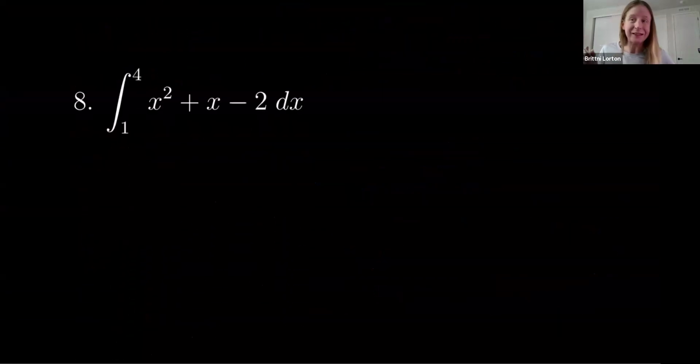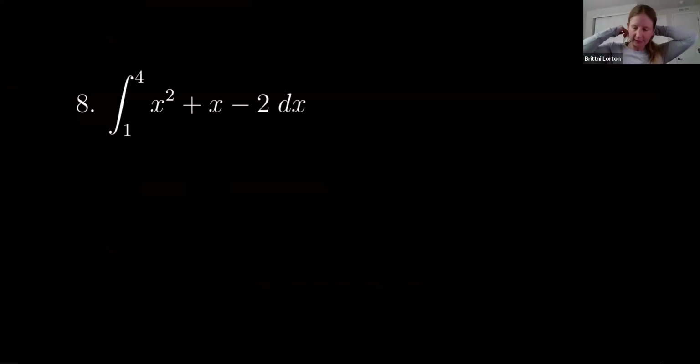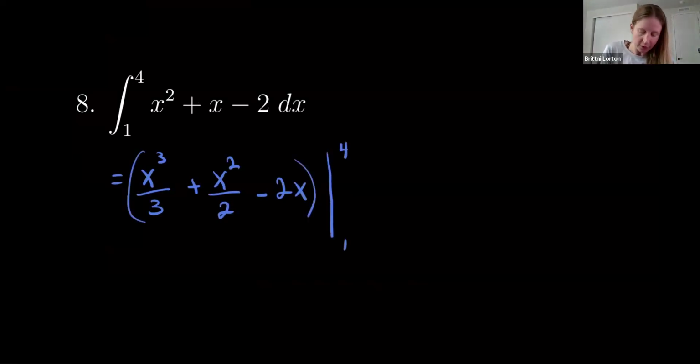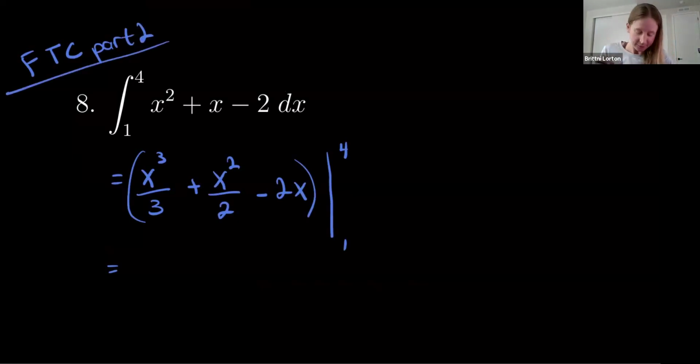Let's do example 8. Now this is a definite integral. So here is an example of one that has bounds, so I'm not going to have a plus c. So this is going to become add 1 to the power, divide by the new power, add 1 to the power, divide by the new power. The antiderivative of 2 is just 2x. And then I evaluate that from 1 to 4. This was using the fundamental theorem of calculus part 2. Hopefully you remember that from Calc 1. It's pretty fundamental to calculus.